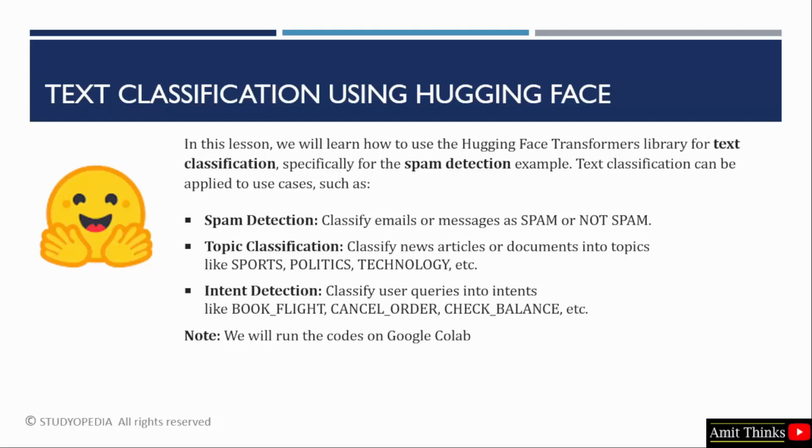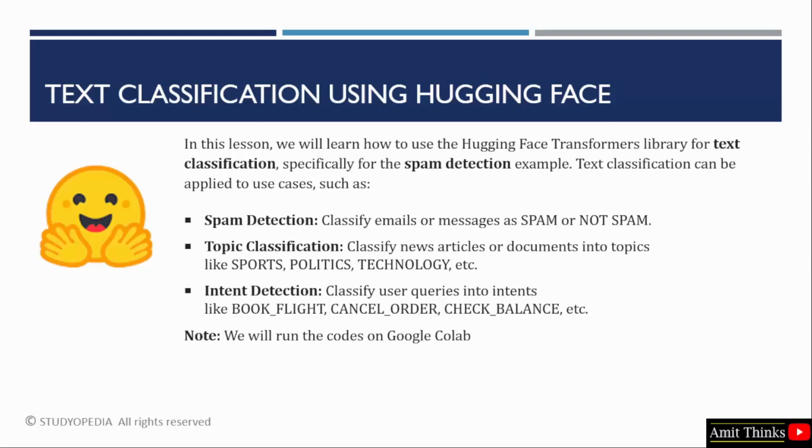Text classification, as the name suggests, can be used for spam detection. On your email ID you must have seen that some emails go to spam, some emails are not considered as spam. In a similar way you can also classify news articles or documents, like a sports article under the sports category, a tech related article under the technology category, and it also includes a use case for intent detection, like to cancel an order, to book a flight and others.